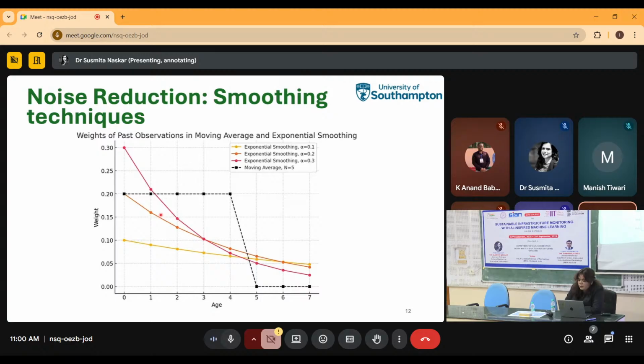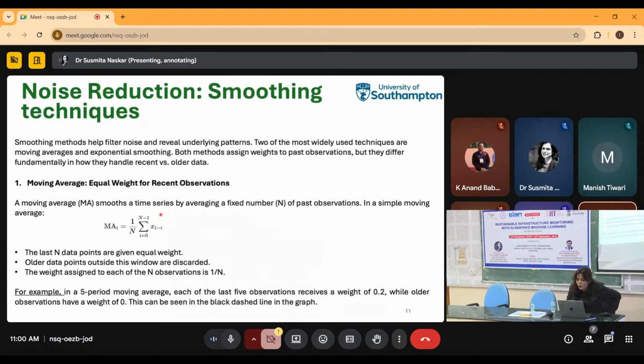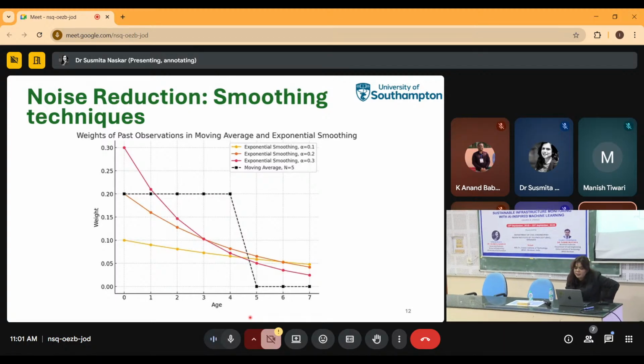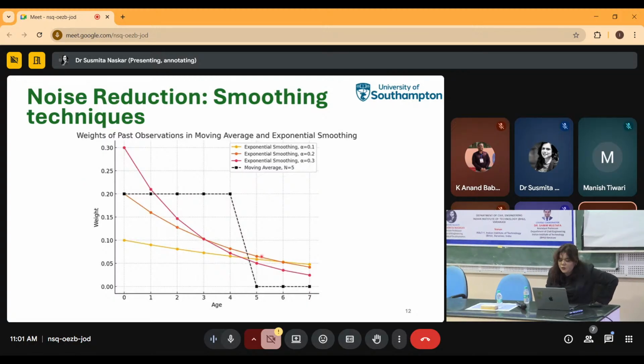So basically the moving average is used when you want a hard, fixed window with equal weights, and otherwise, as I said, we use some kind of exponential smoothing. In the example here, in a 5-period moving average, each of the last 5 observations has a weight of 0.2, while older observations get 0, because we always discard the older observations in this case, okay? Then if you go back here, that's how we plot weight versus age, because we are taking the weight of past observations in the moving average and the exponential smoothing. So generally that's how we put it.